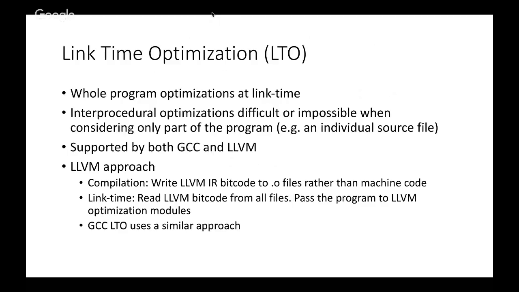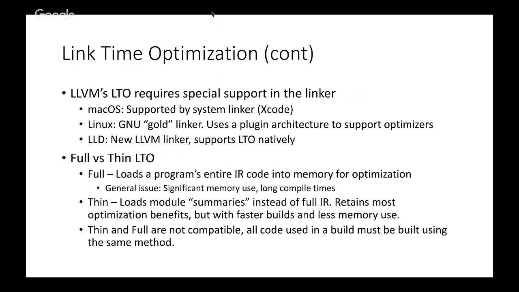And then the linker comes by later and reads all these files into memory, by the way, which is sort of an issue. But it reads all these files into memory, and then because it's the intermediate representation, it can perform these optimizations to generate the machine code. And that's how LLVM works. GCC uses a similar approach. Now, you might already guess that this requires some changes to the conventional linker. A conventional linker doesn't have any ability to do this.